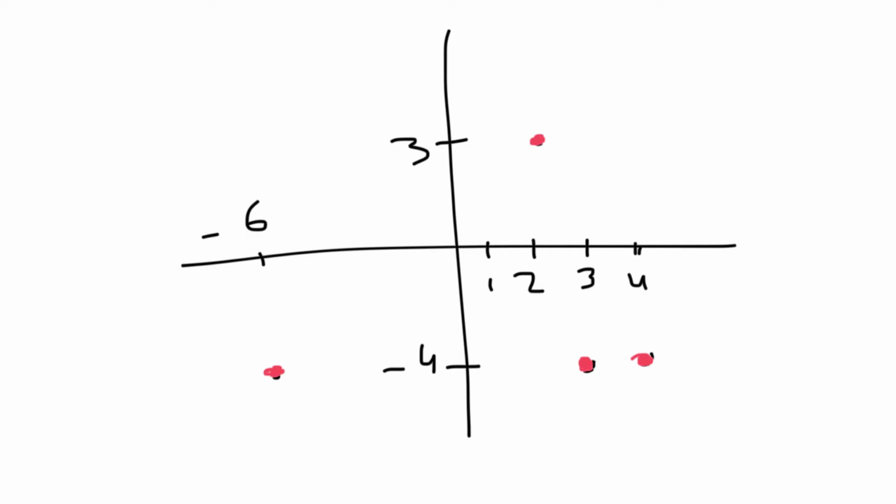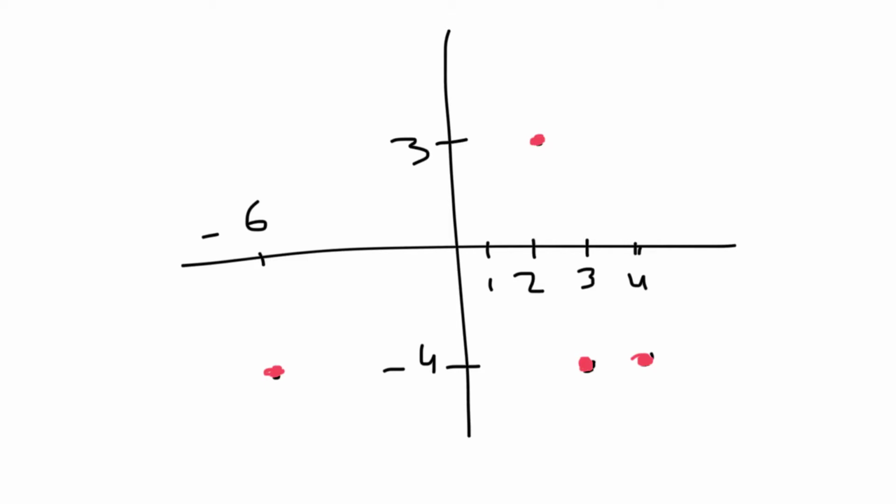Okay, so I have this relation which is built from 4 points. 1 point here, 1 point here, 1 point here, 1 point here. 4 points. Each of these represents a connection between x and y.